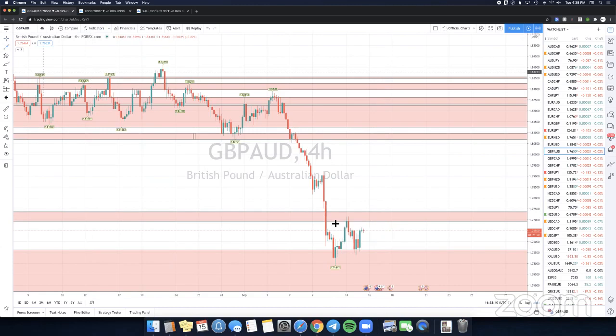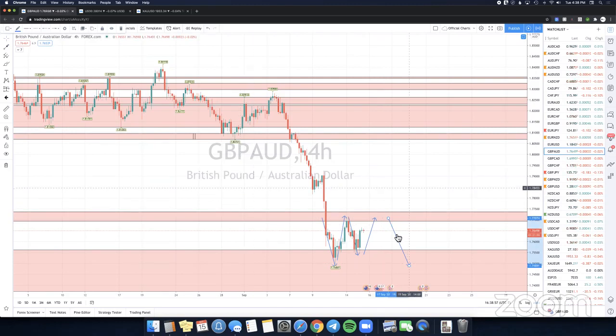So price came from this point, it broke the zone, came down to this point, rejected off that zone, came up to here, rejected off that zone, came down here, rejected off that zone. So it's literally just consolidating. So it's probably going to come up, test that zone again, and then probably come back down.